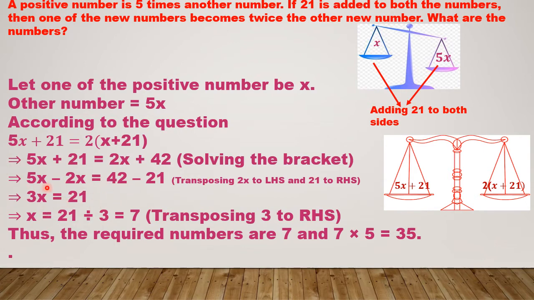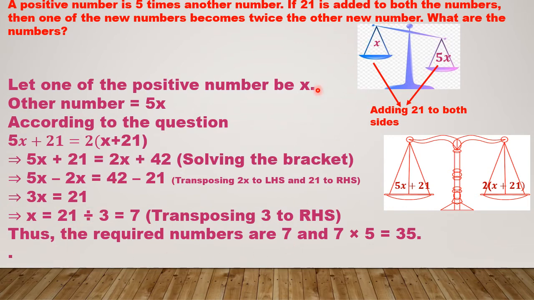Now when you subtract 5x minus 2x, you get 3x, and 42 minus 21 is 21. In the next step, you divide 21 with 3, you get x is equal to 21 divided by 3, which is 7. This we did by transposing 3 to the denominator. The required numbers are 7.